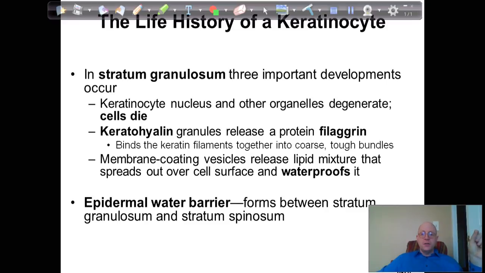Membrane-coated vesicles release the lipid mixture that spreads out over the cell surface and waterproofs it. So, they're tough cells, packed with keratin protein. Outside, they've become a little bit more waterproof thanks to the glycolipids. And there you go. Now you have dead cells that are going to be water-resistant as well as difficult for other things to pass through. So we get our epidermal water barrier formed between stratum granulosum and stratum spinosum.